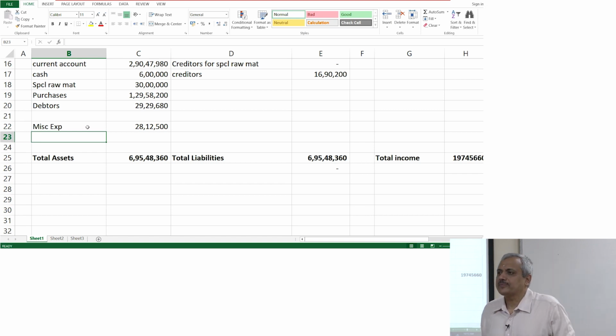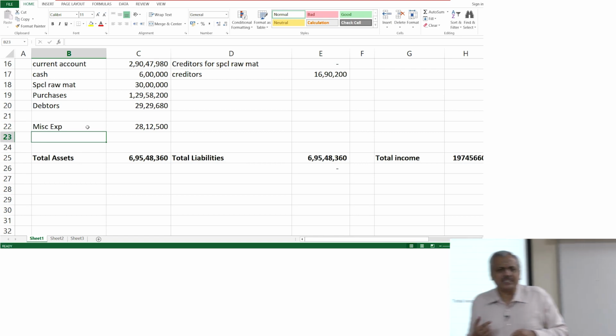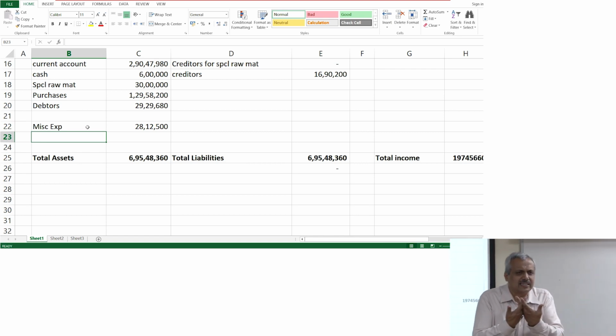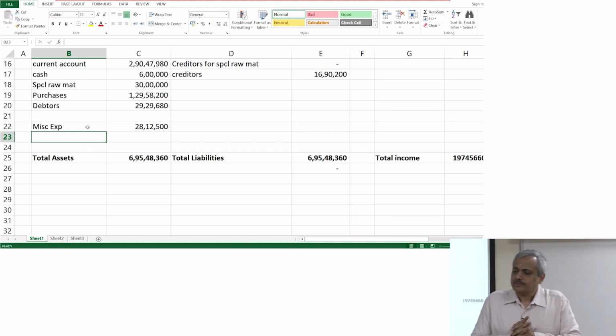Third aspect. There is an abnormal loss. Imagine there is a catastrophe in the organization. There is a major fire. The entire godown gets destroyed. All the assets get destroyed, raw materials and finished goods. There's a huge loss. I can write off all the loss in the same year.